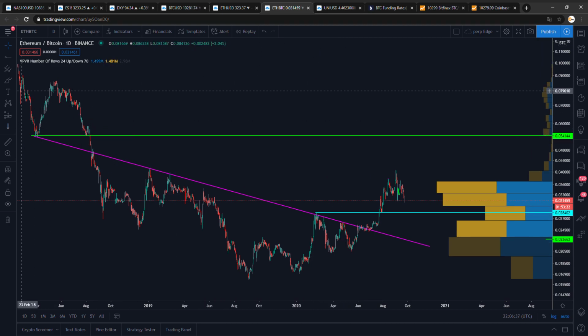Other place would be, of course, seeing the VPVR over here, seeing that this would be a great place to buy as well, just before the breakout.